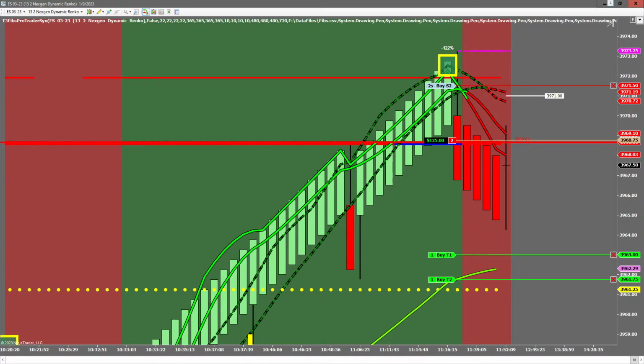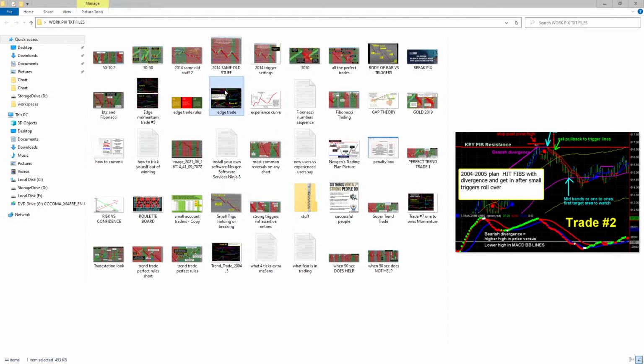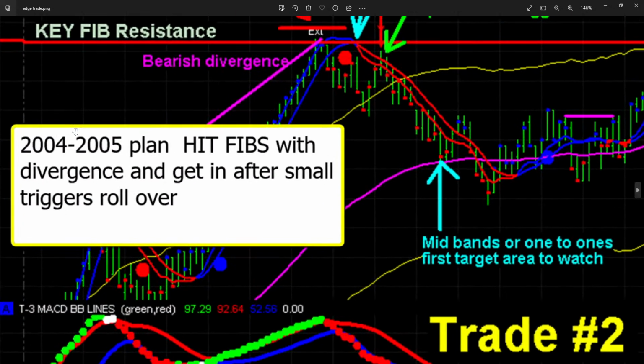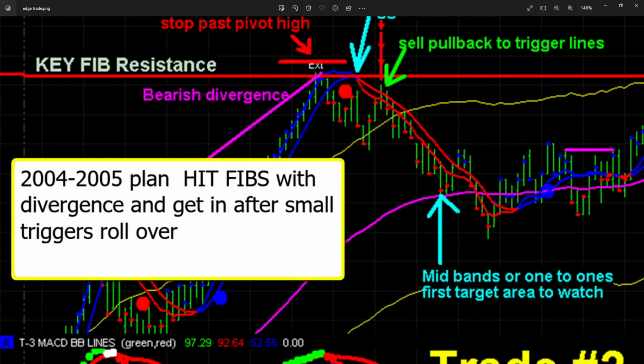Now, can I show you guys something? We did it on Friday. I'm going to have to do it one more time today just because it's fun. You ready? In 2004, our trading plan said hit Fibonacci resistance and price. Trigger lines don't get past it. Sell a pullback.